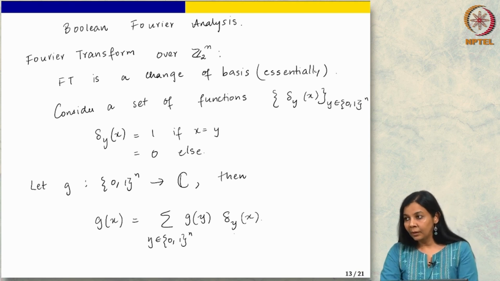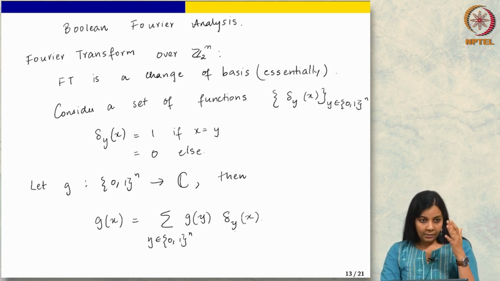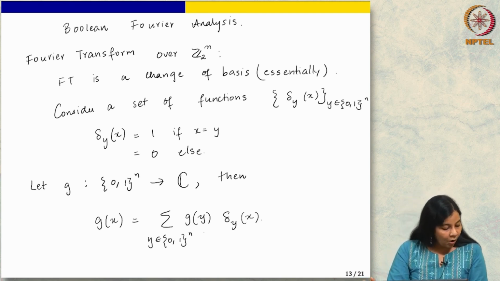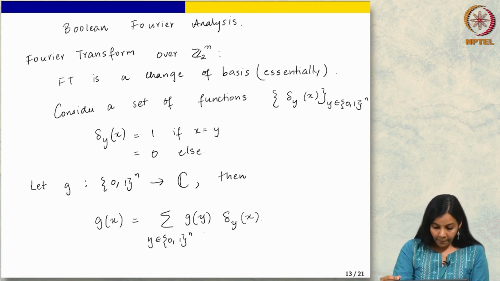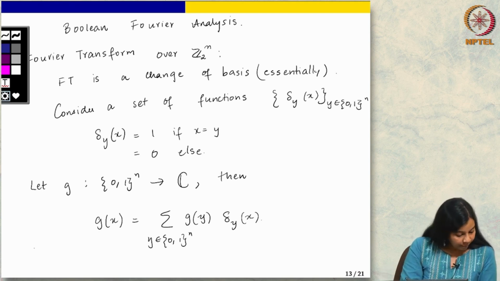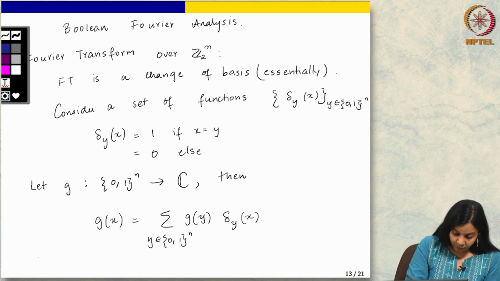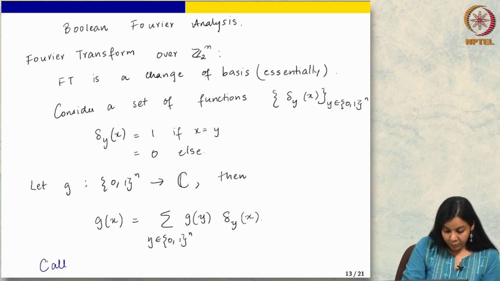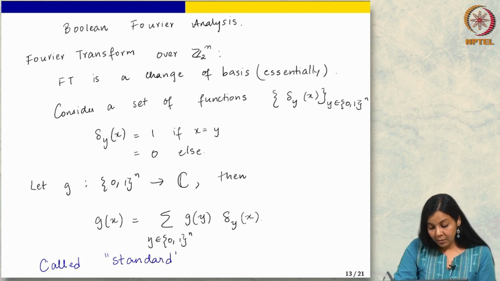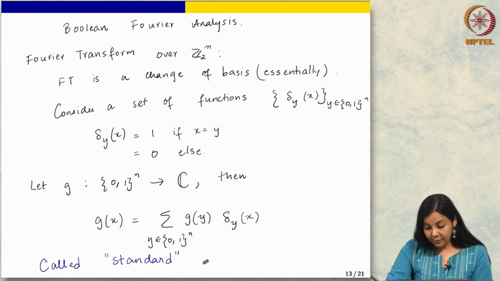What we've written is just saying that if I want g(x), I will look at delta_y(x), which is only going to be 1 when y is equal to x, and I will multiply with g(y), right. So this is just a very simple way of writing it. This is called the standard representation.